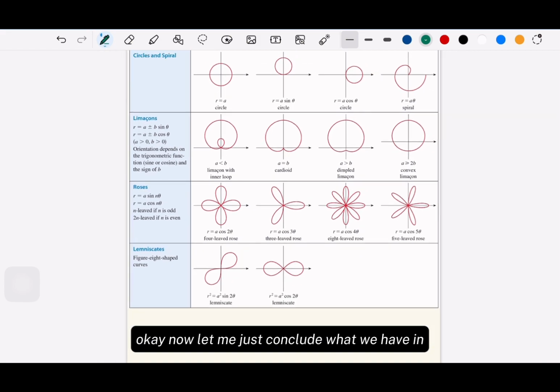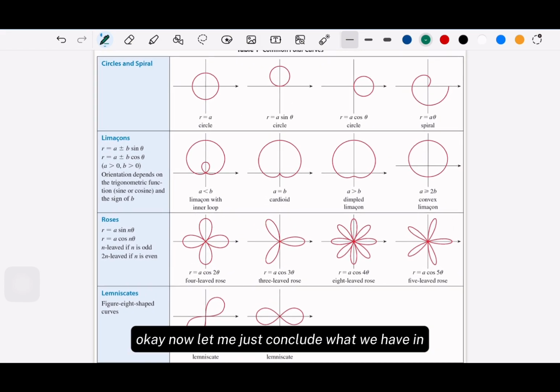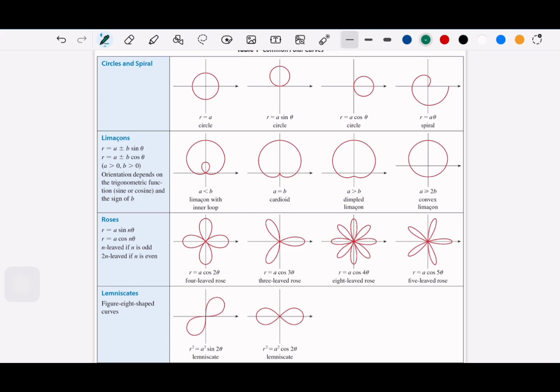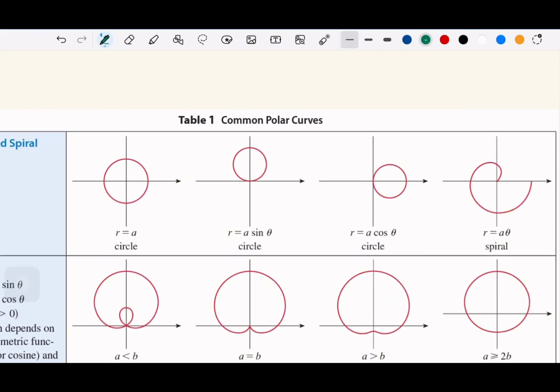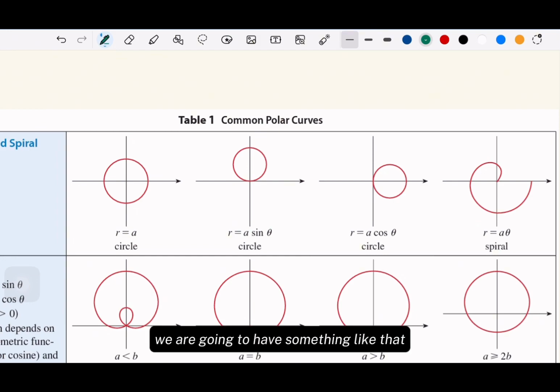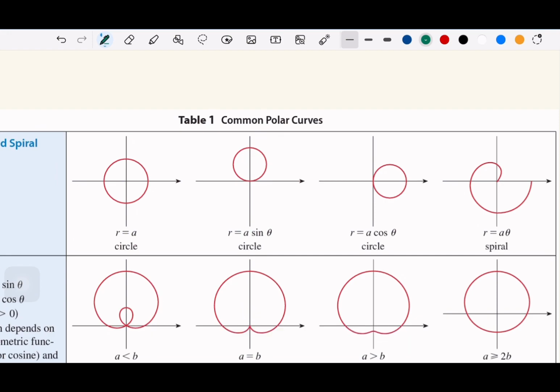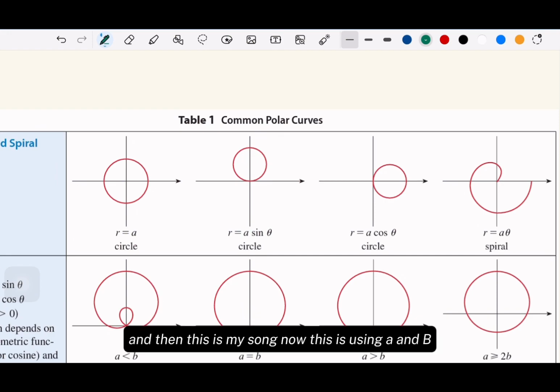Now let me just conclude what we have in the polar curves. We can have a normal circle like this one, or a circle with the multiplication of sine or cosine. And we can also have a spiral. A spiral depends on the constant. We are going to have something like that. And then this is the limaçon.